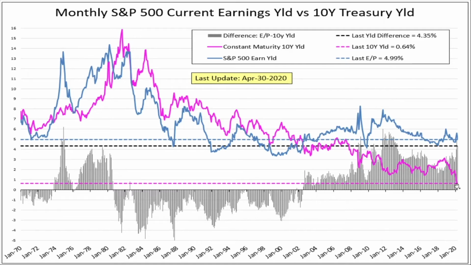All right, and we can do the same thing with the 10-year yield. These are just month-end values. So at month-end, we were at 64 basis points on the 10-year, and month-end being here, April 30th.